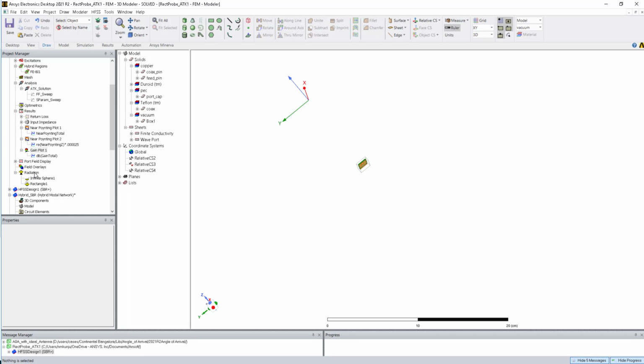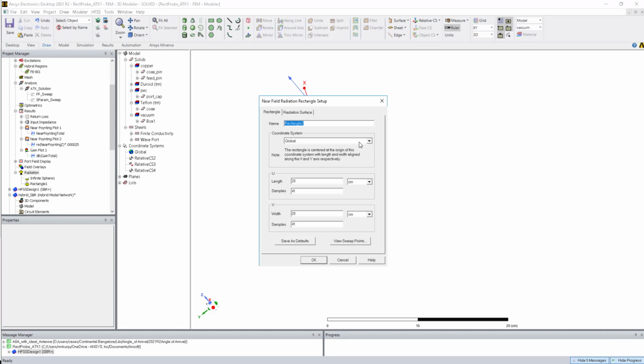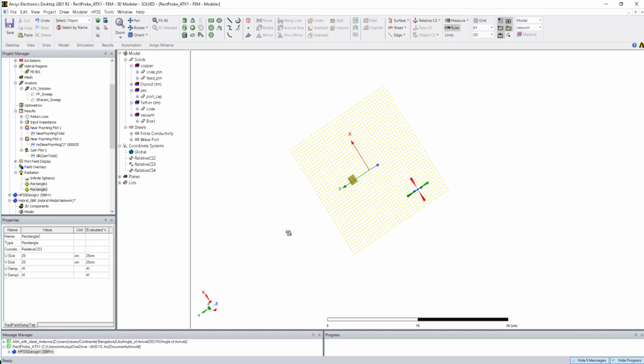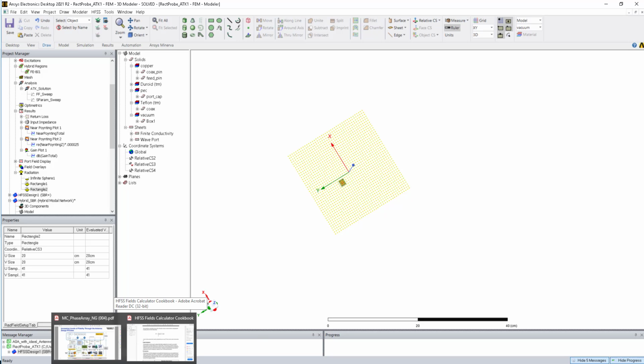And what we will do is create a near field rectangle sheet on this, CS3. So select CS3 and say 20 centimeter by 20 centimeter. We can use that particular area, and this is the area which we are going to see. Over this area I want to see the power which is coming from the antenna. Keep that in mind.